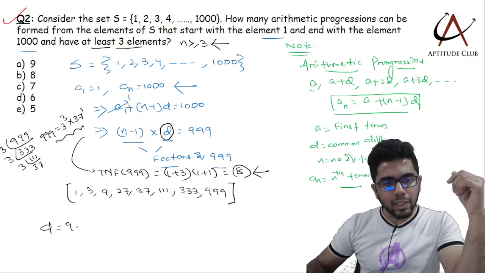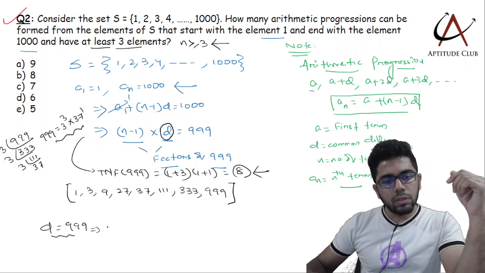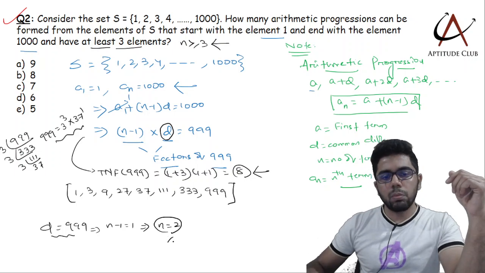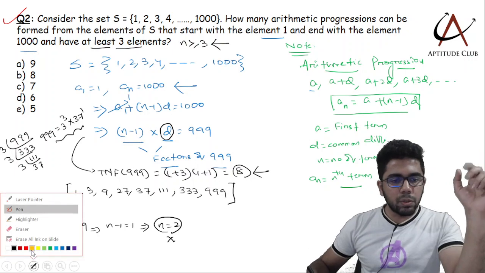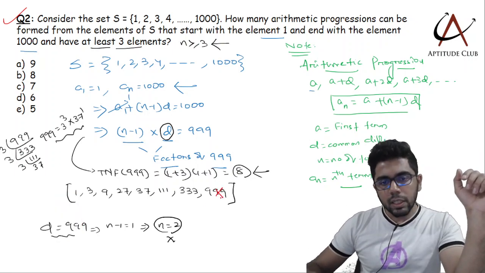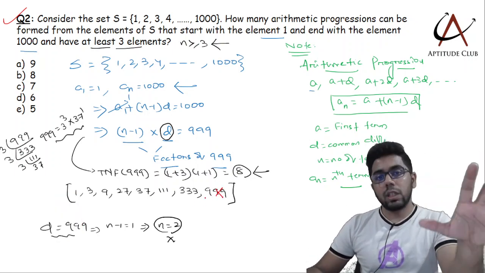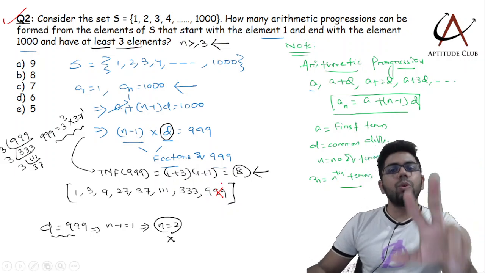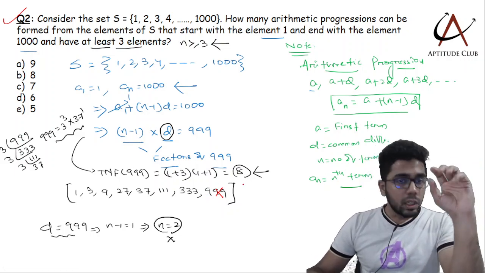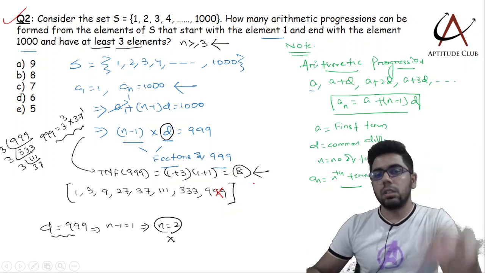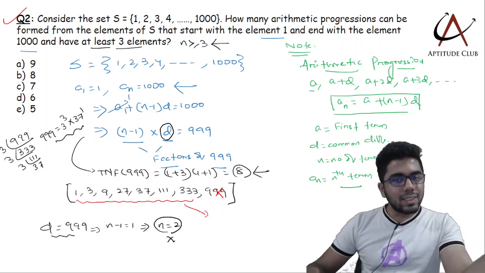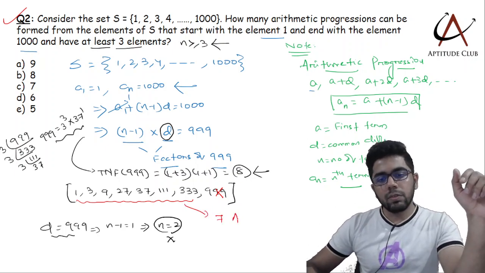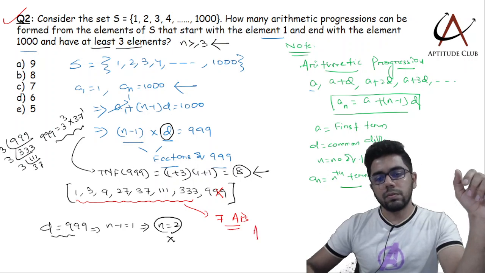Now when you take d as 999, this gives you n minus 1 is equal to 1, which gives n is equal to 2. This is not possible because the question says there will be minimum 3 elements. So that means I can take every possible value of d except 999. Although it's a factor, I cannot take it because the moment you take it, only 2 terms will remain in your arithmetic progression. Question wants that it should have at least 3 terms. So that means I can take any other value of d. So d has 7 possible values, so I'll get 7 different arithmetic progressions and that is my answer.